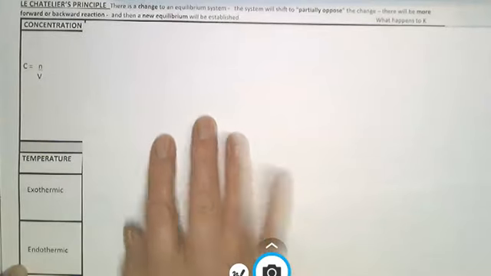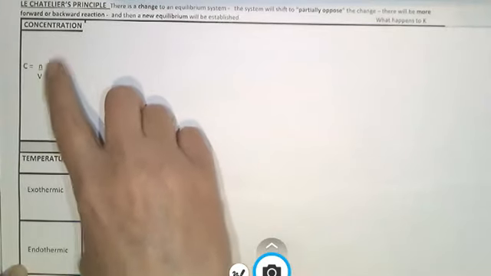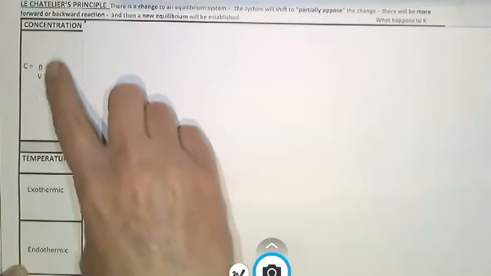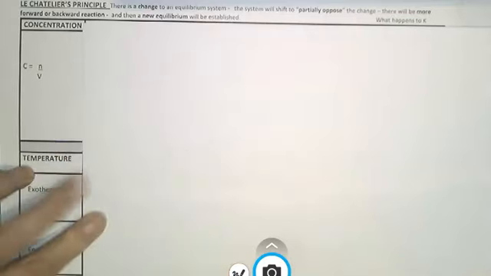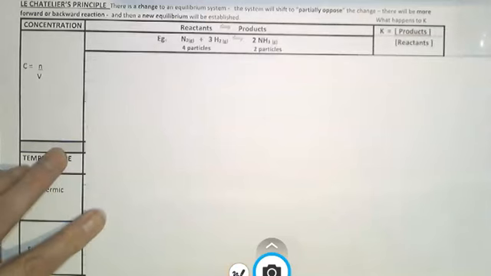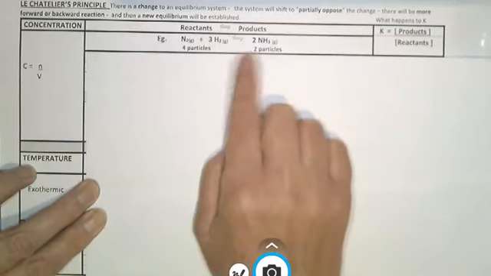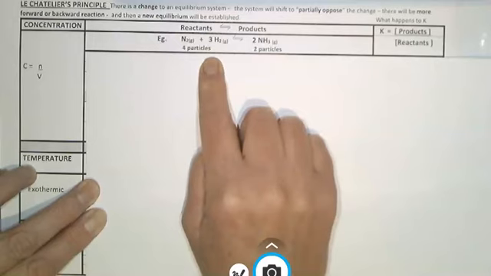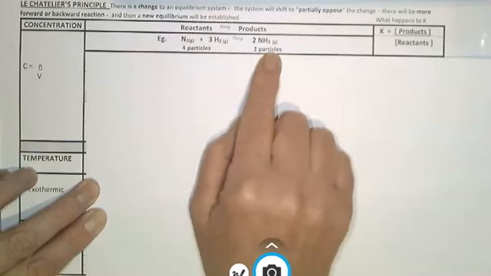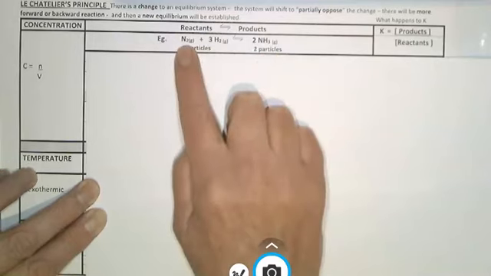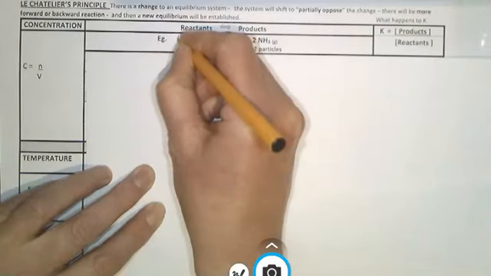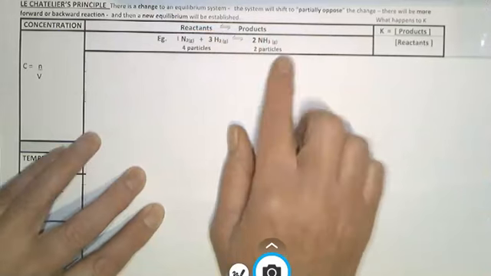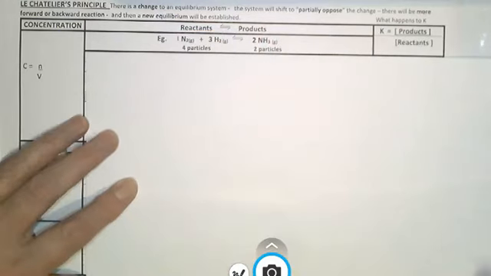So I'm going to start. Concentration is two parts, the number of mole and the volume. So we'll look at the number of mole first. So if we use this example, the Haber process to make ammonia, then we've got one nitrogen and 3 hydrogen. Just write one in there. To make 2 ammonia particles.